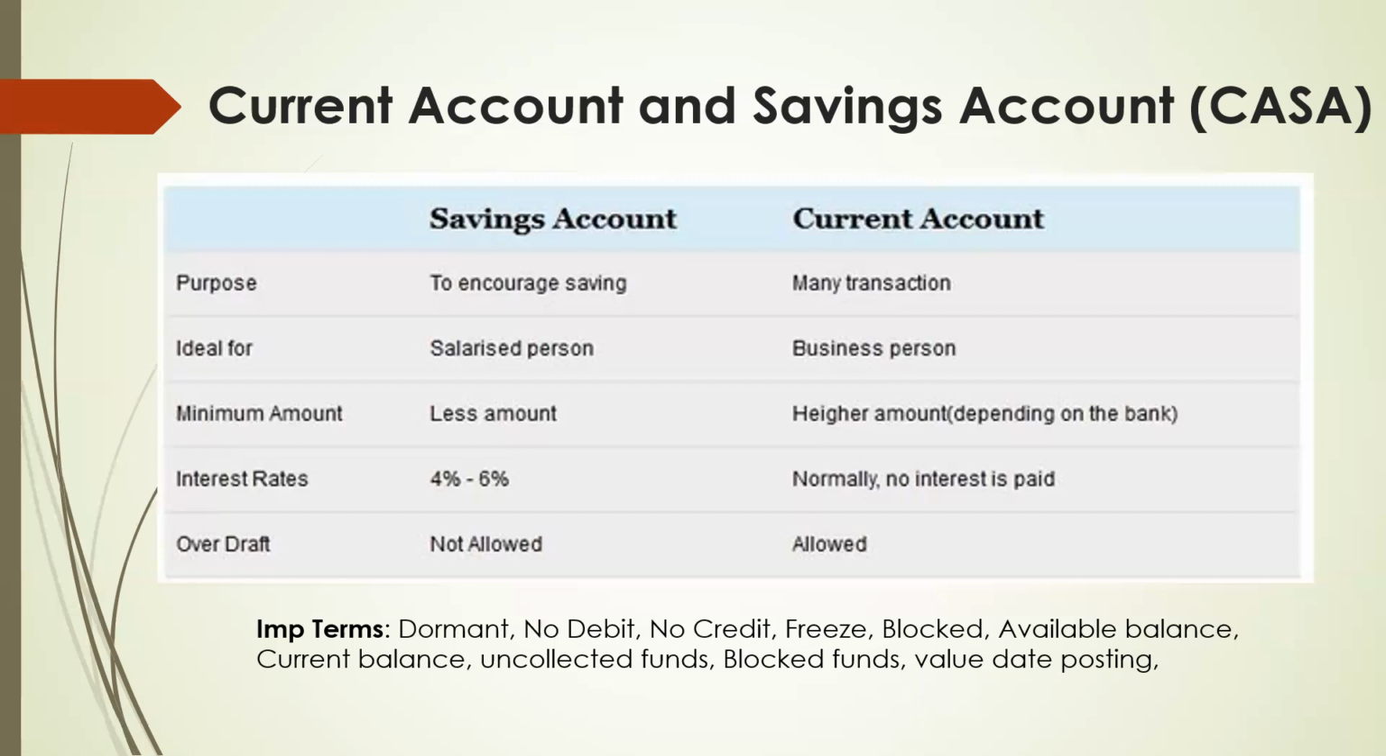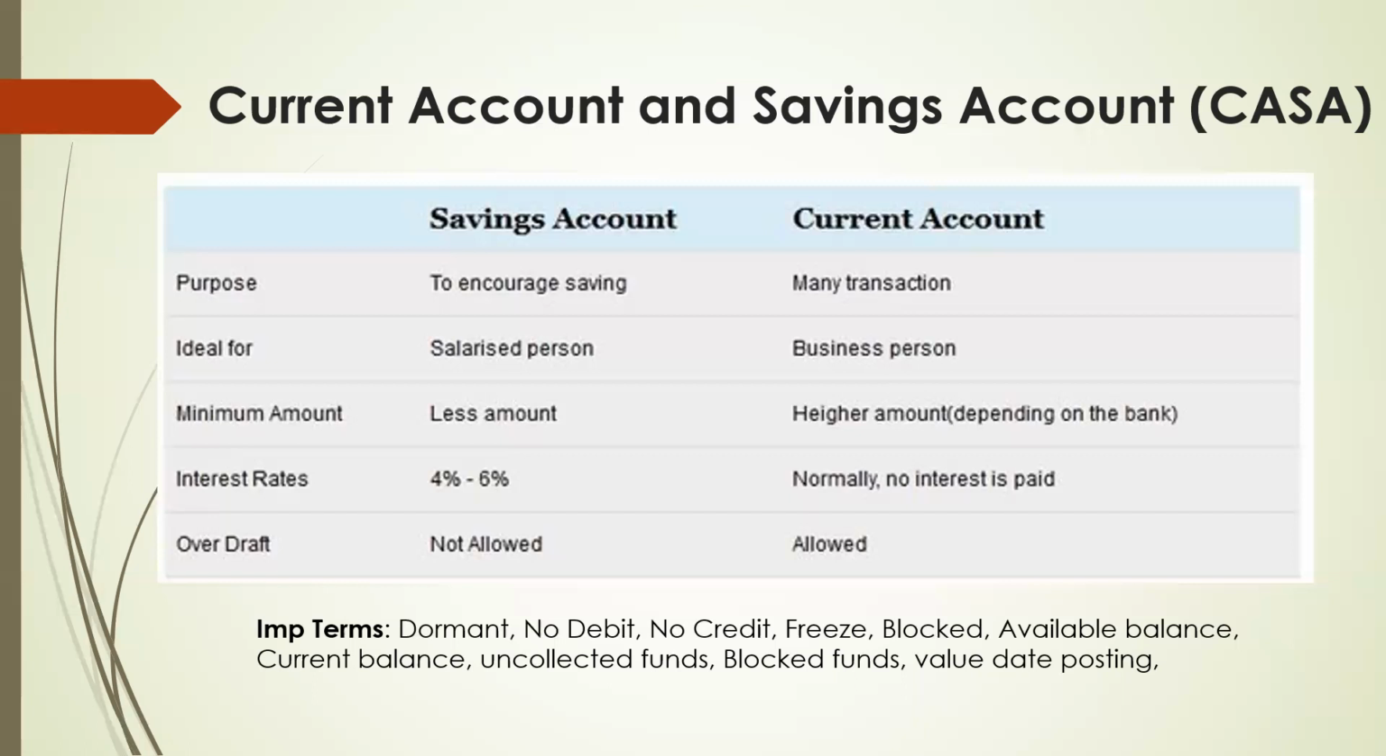And overdraft means, if I have a balance, then only I can withdraw. But the bank can come up with an arrangement, saying a limit: I can allow you to withdraw up to a certain amount even if you don't have a balance. So that is called overdraft, going above your available balance.